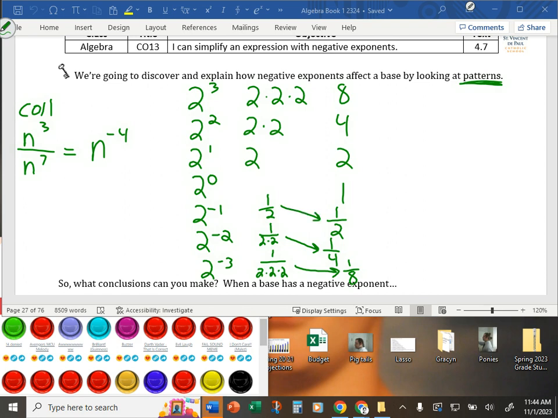So what a negative exponent means, really, is that your base is in the wrong part of the fraction. That's pretty much it. So what a negative exponent means is that your base is in the wrong part of the fraction. That's basically it.